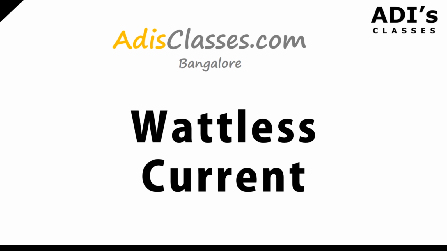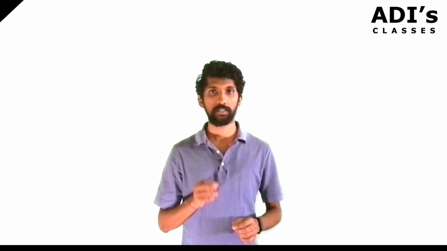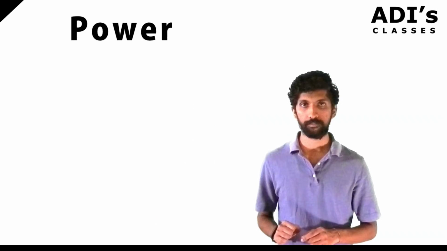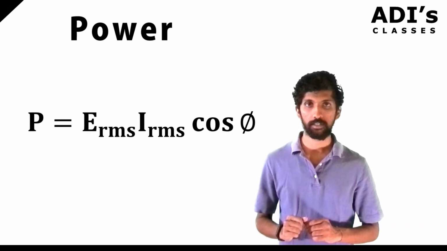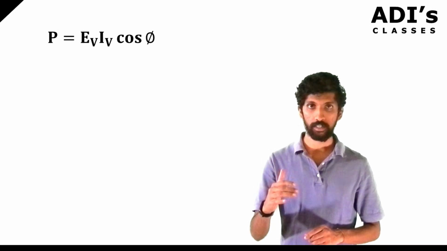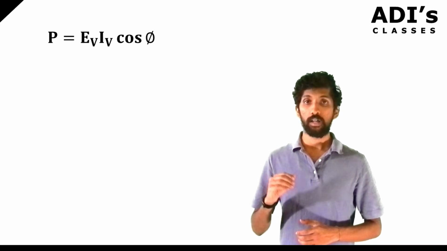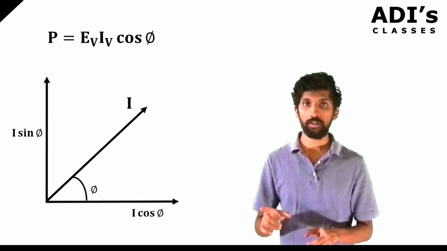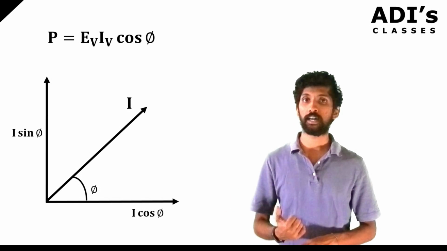So what you guys have seen is the power is given by P = E_RMS I_RMS cos φ, correct? Or E_V I_V cos φ. See, suppose let's say you have I, correct? So I is the current which is passing. Now that I can be resolved into I cos φ and I sin φ.